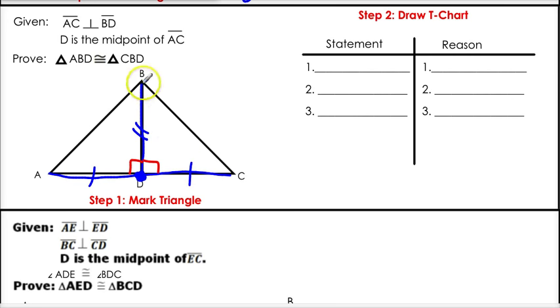These share a side. BD is the same side for both triangles, so we can just mark it right there. All right, so we marked our triangle. Now we're going to write down our T-chart. So you draw your T-chart, you put evidence and reason.